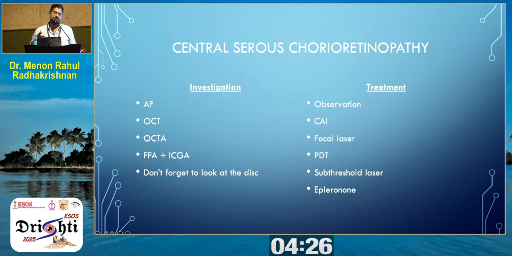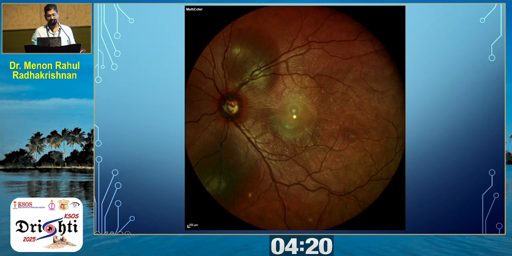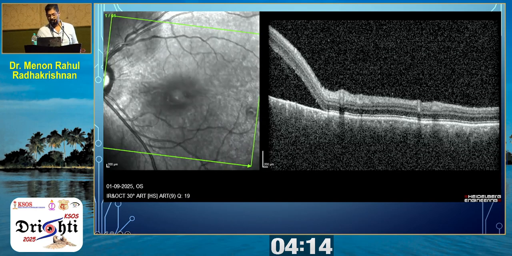But the only problem is when you start eplerenone, you have to have the patient monitored for hyperkalemia and electrolyte imbalance. Now, this is another case where you see multiple pockets of SRF over here. Now, this is the OCT.